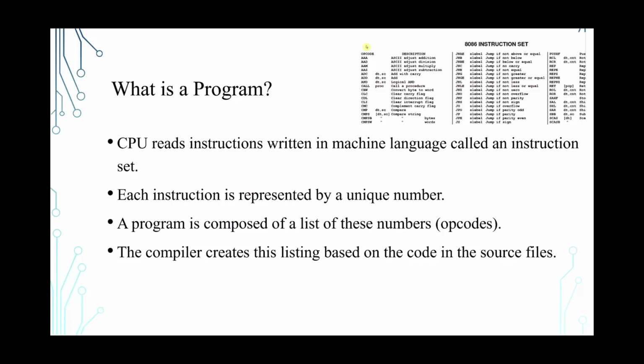The CPU reads instructions written in machine language called an instruction set. Each instruction is represented by a unique number, usually a binary number. So a program is composed of a list of those numbers, what we call opcodes. The compiler creates this listing based on the code in the source files.